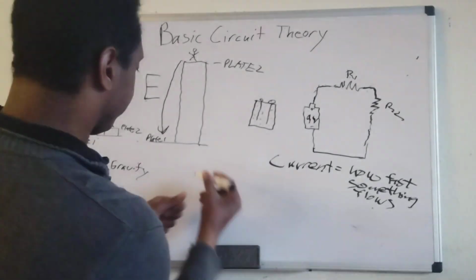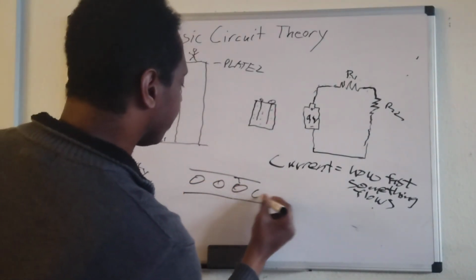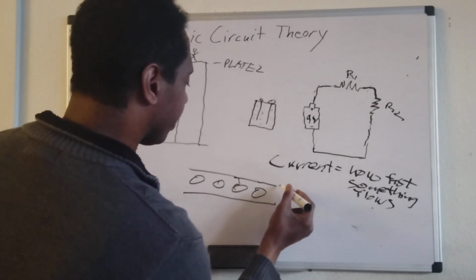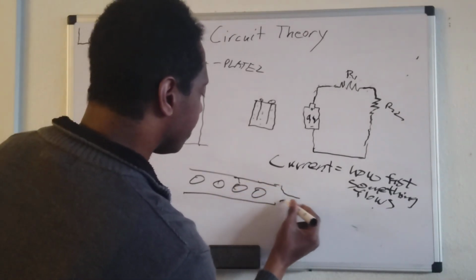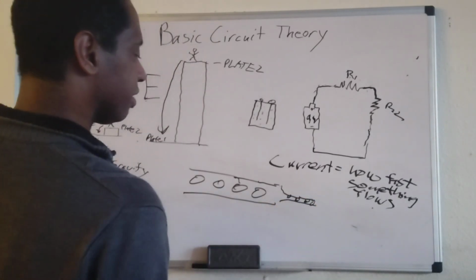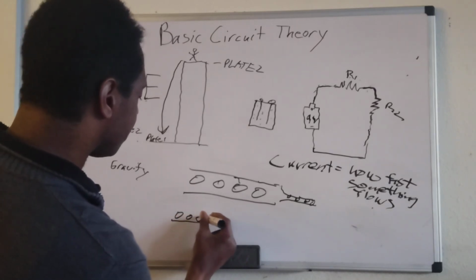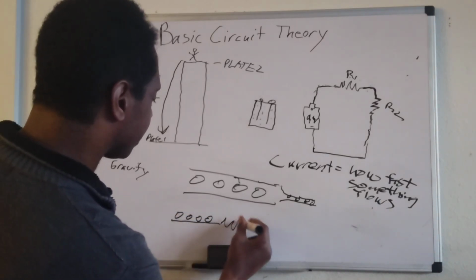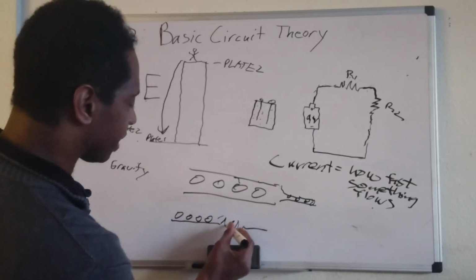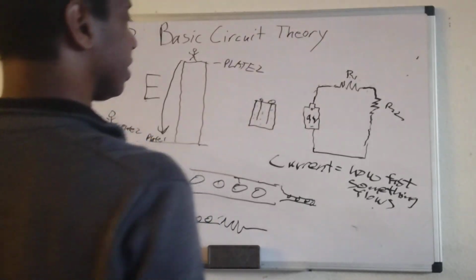A resistor, by the way, resists the flow of the river. Say you have a funnel. It would slow it down, right? It would resist. So that's what a resistor does. It resists the flow on a wire. So that's what resistors do.